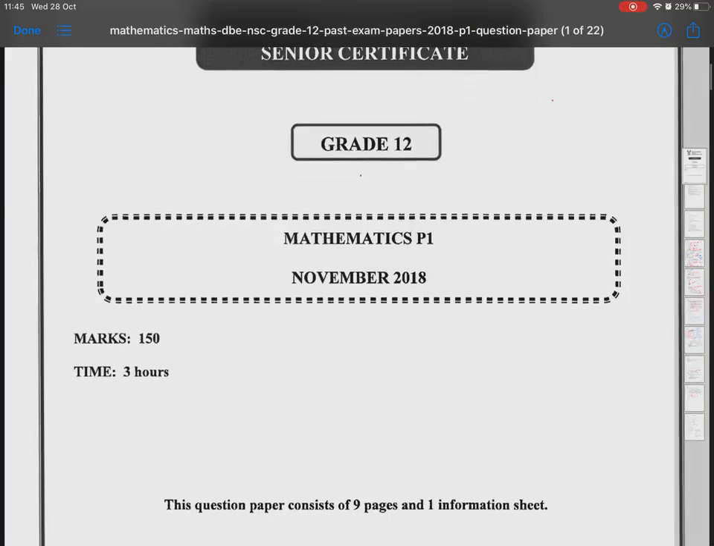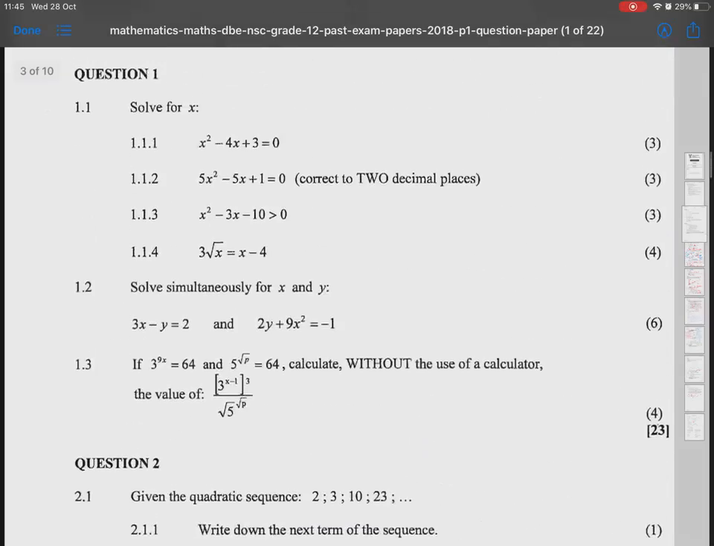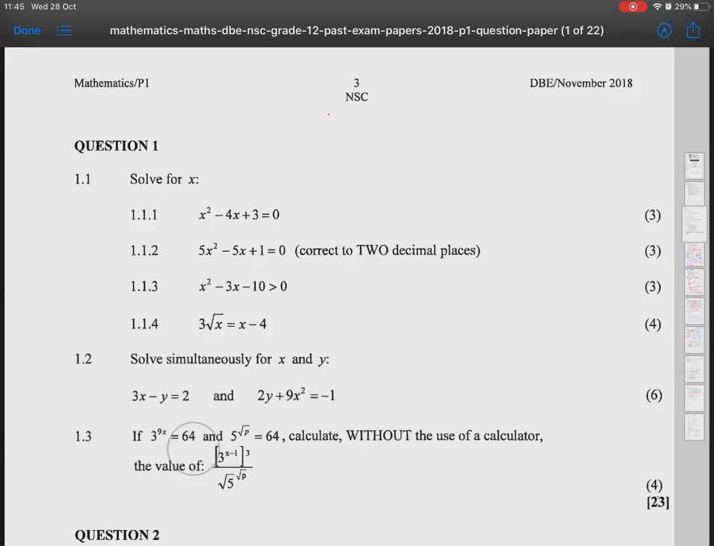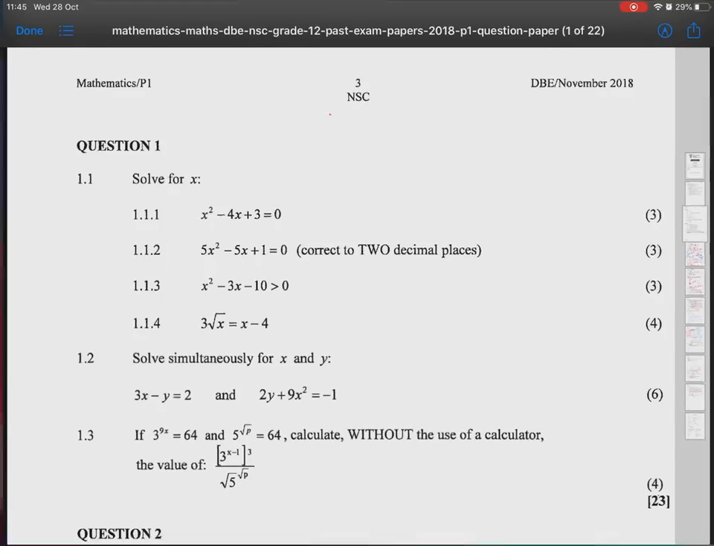We're still doing grade 12 mathematics paper 1 November 2018. For this video, we'll be doing 1.3. We're solving this without a calculator, because we've been using the calculator. You're given 3 power 9x equals 4 and 5 power root p equals 4, and they want us to solve using this information above, without the use of a calculator. So let's try and do that.